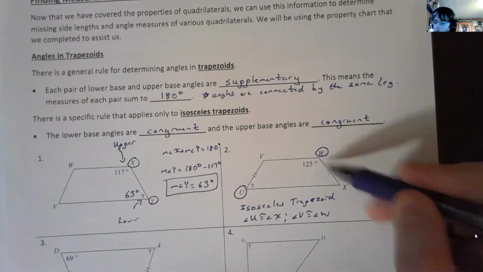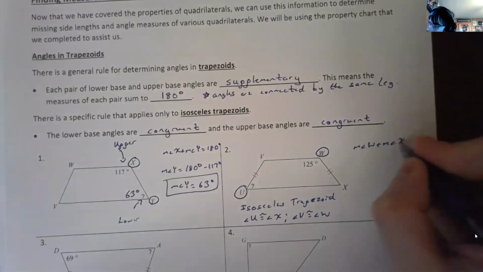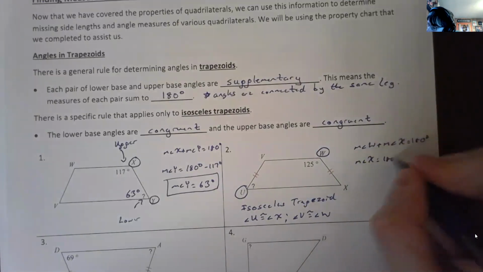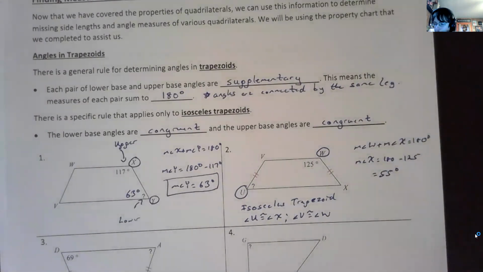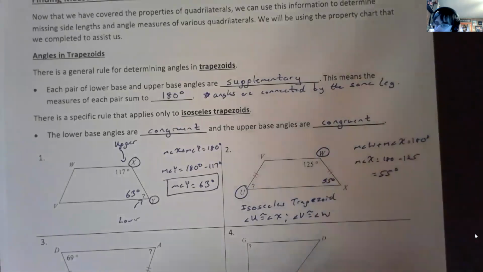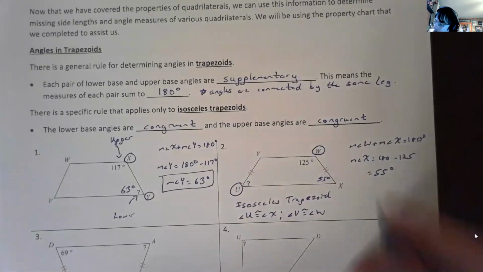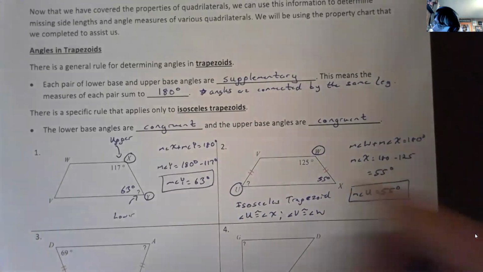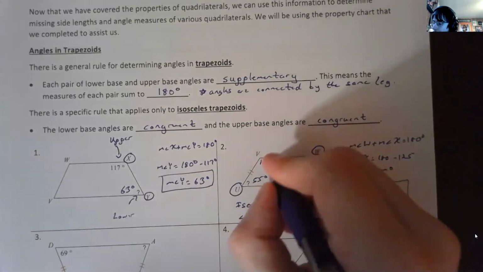Angle X forms a supplementary pair with angle W. So angle X has to equal 180 minus 125, which is 55 degrees. Since this is an isosceles trapezoid, the measure of angle U has to equal the measure of angle X, so the measure of angle U is also 55 degrees. And just in case you're curious, angle V also equals 125.